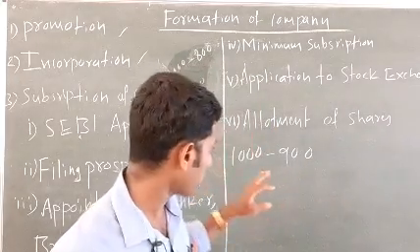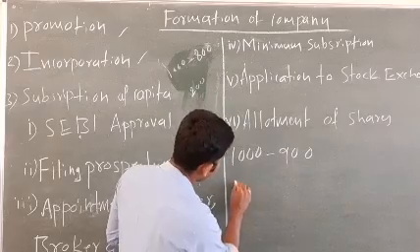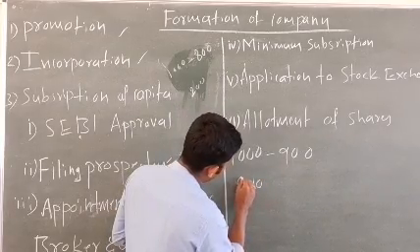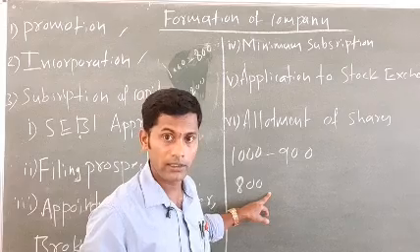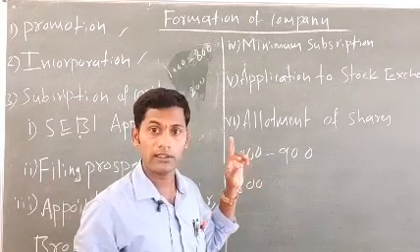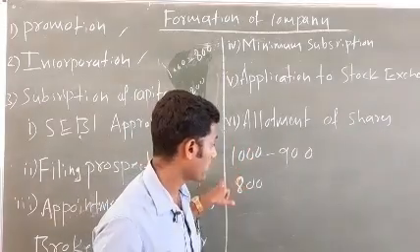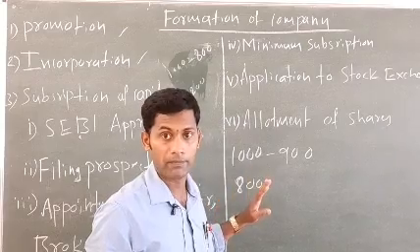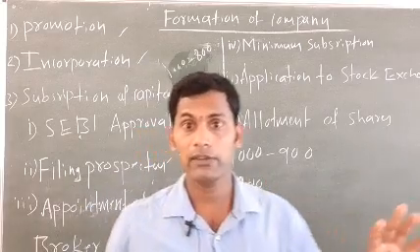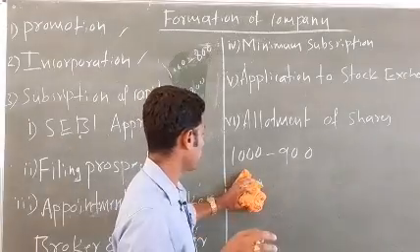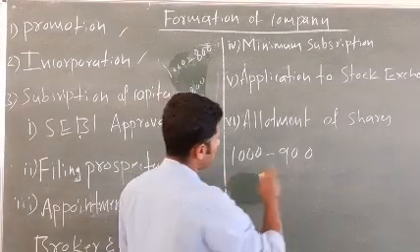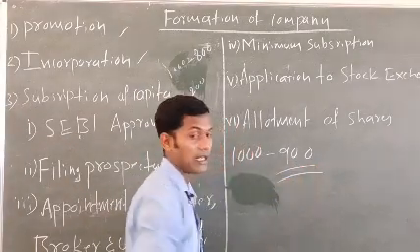That's the thing. If only 800 shares were subscribed by the public, then they can't allot shares to the general public. They have to return the application money. If the company wants to allot shares to the general public, then a minimum of 900 shares should be subscribed by the public.